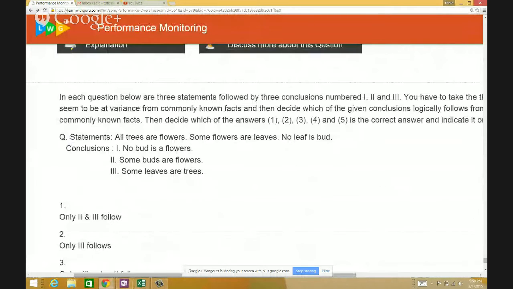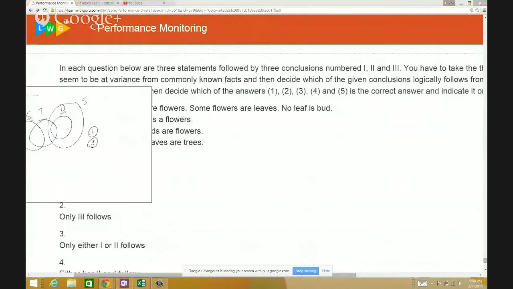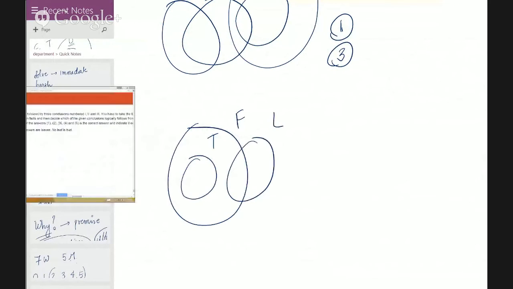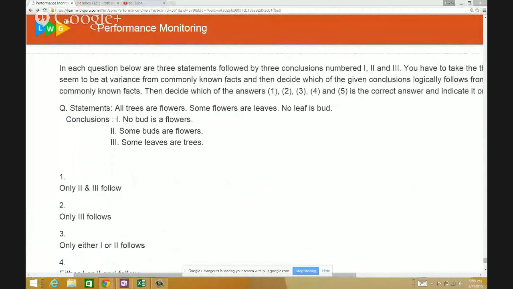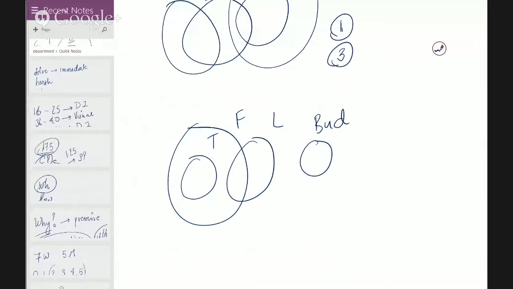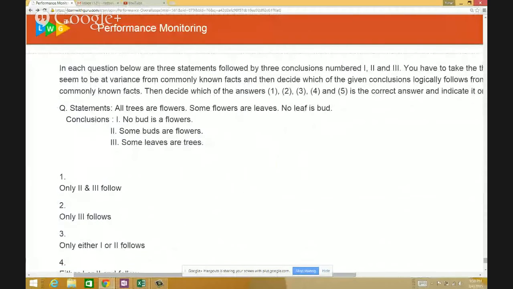Perfectly fine. Okay. All trees are flowers. Some flowers are leaves. All trees are flowers, flowers, some flowers are leaves, leaves. Okay. No leaf is a bud. So I'll draw bud here. Bud is outside. So no leaf is a bud.